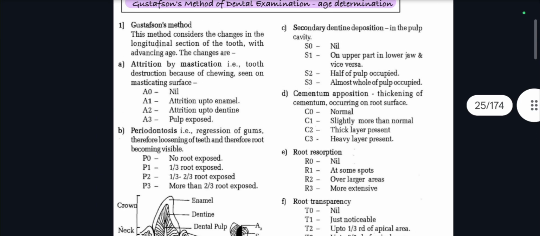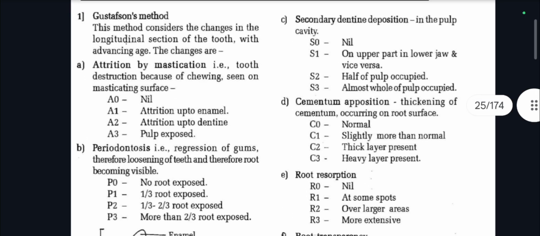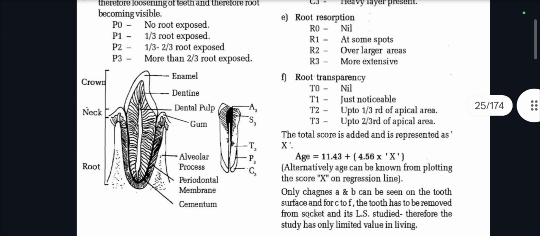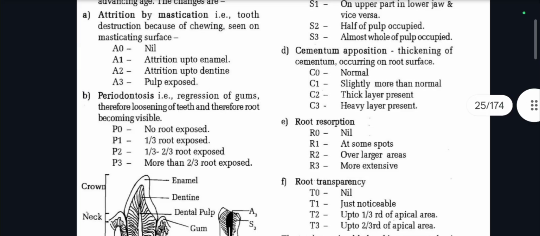So talking about Gustafson's method, just remember in simple language, it describes any method which examines the longitudinal section of tooth, and may it be your enamel, may it be because of chewing or because of a decrease in size of gums. Third point is secondary dentine deposition in the pulp cavity. S0, S1, S2, S3. So every point has got 4 levels, remember, starting from 0 to 3.